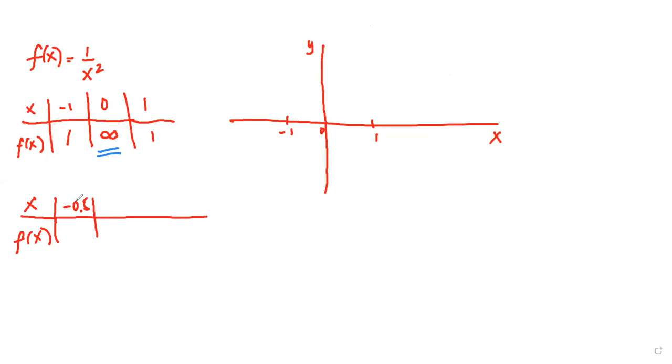So, the answer is 4, right? Then you will have here negative 1 and you have 1. And you have 0, which is infinite. And you have here positive 0.5. Your answer is still 4. And then you have 1, which is 1.